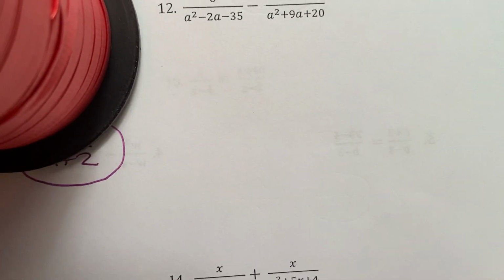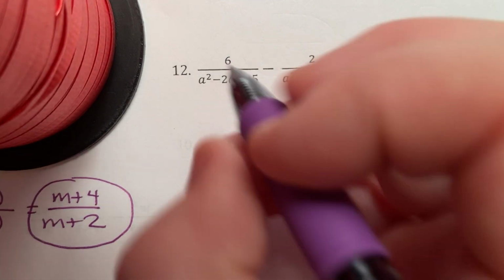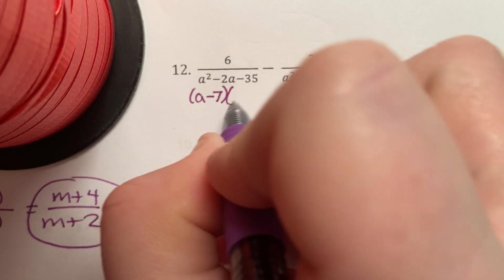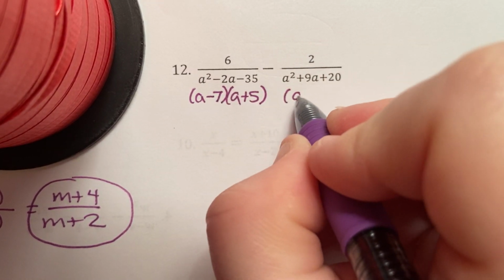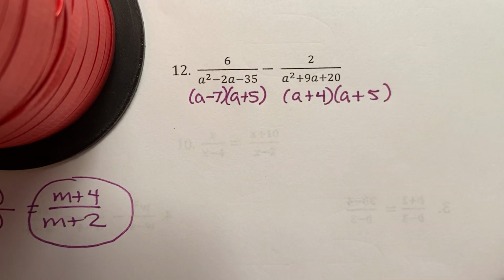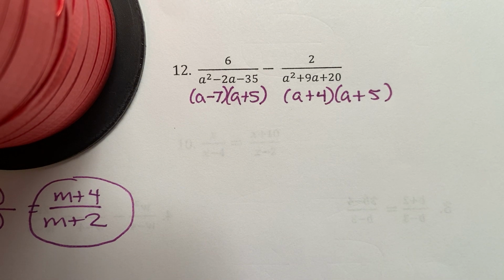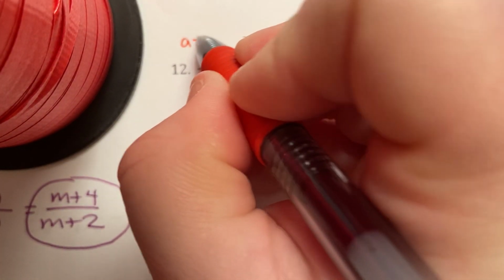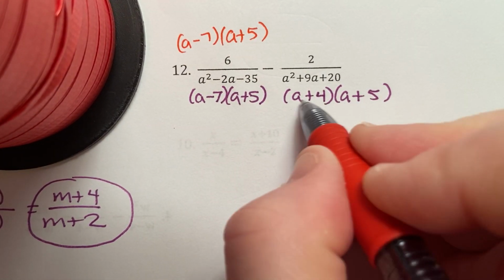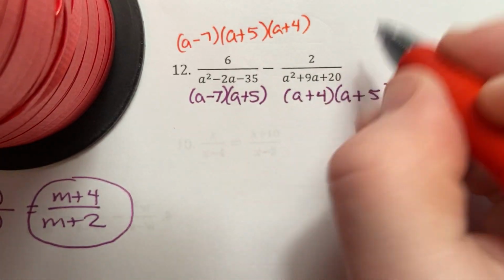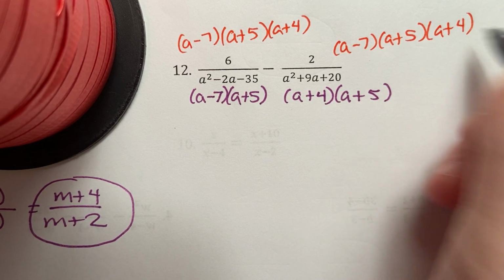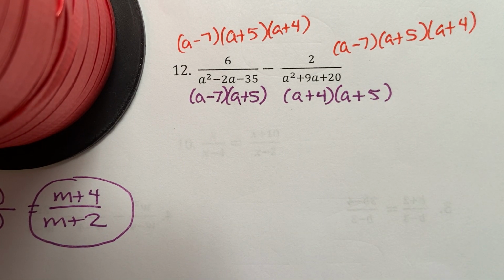All right. The last example, I have to factor, so I'm going to have a minus 7, a plus 5, and then an a plus 4, and an a plus 5. So this time my common denominator would be a minus 7, a plus 5, and then the only thing that has something different is the a plus 4. Same thing over here. So a minus 7, a plus 5, a plus 4. So everything gets used once. And now I'm going to see what cancels.